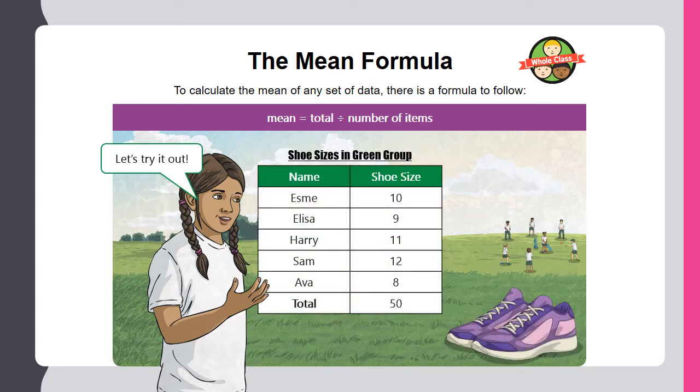So, here we have some different shoe sizes in green group. We've got Esme, who's a size 10, Eliza, 9, Harry, who's a size 11, Sam is a size 12, and Ava, who is a size 8. If we add all of their shoe sizes together, we get 50. That's our total.